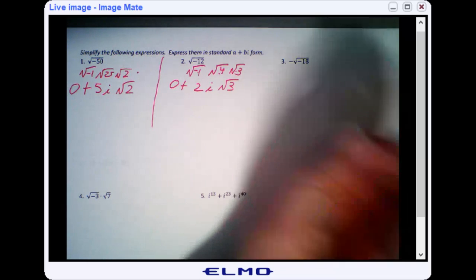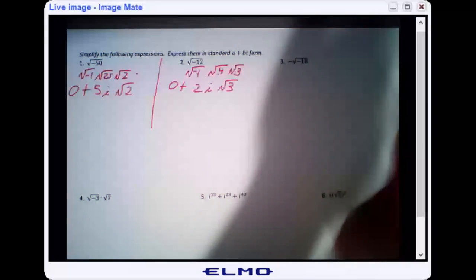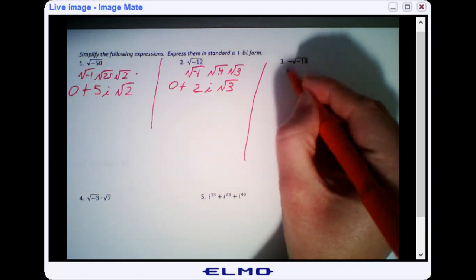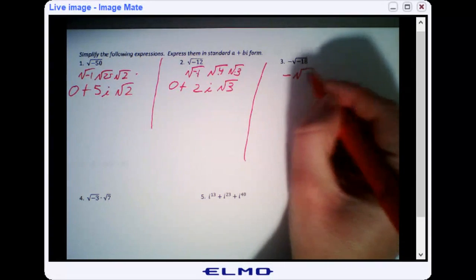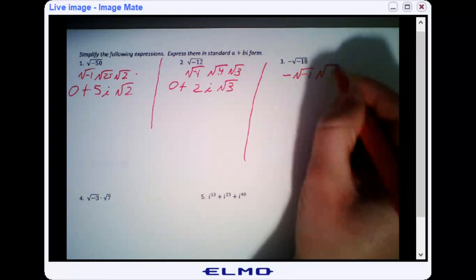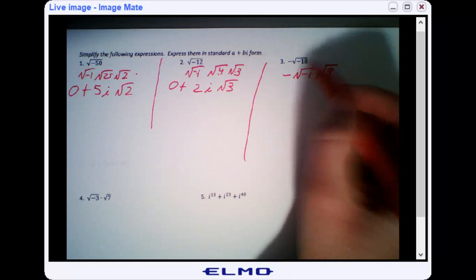For 3, it's got the negative square root of -18. So I'm going to bring down my negative. Square root, I have -1. The biggest perfect square that goes into 18 is 9. So I want something that square roots nicely, and it's going to be 9 times 2.